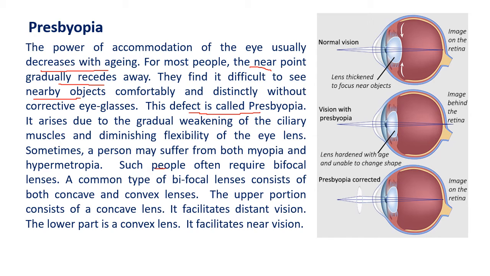And what happens with aging? It's a gradual weakening of the ciliary muscles, and flexibility of the eye lens is also getting lesser. So this is the presbyopia. It is similar to that of hypermetropia. But sometimes a person may suffer both from myopia and hypermetropia.